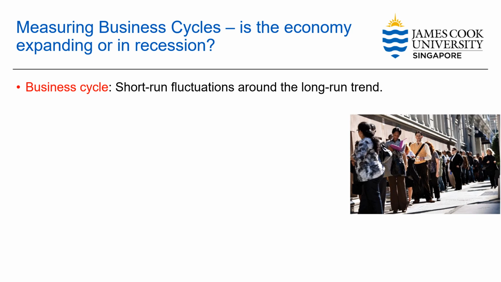The third way of using GDP is we can use GDP to measure the business cycle. We can examine whether our economy is expanding or is in recession. So first, let's look into one concept, which is the business cycle. Business cycle refers to the short-run fluctuations around the long-run trend. For this concept, we're going to give a more detailed introduction when we go into the chapter of AD-AS. But now let's just remember it is the short-run fluctuation.